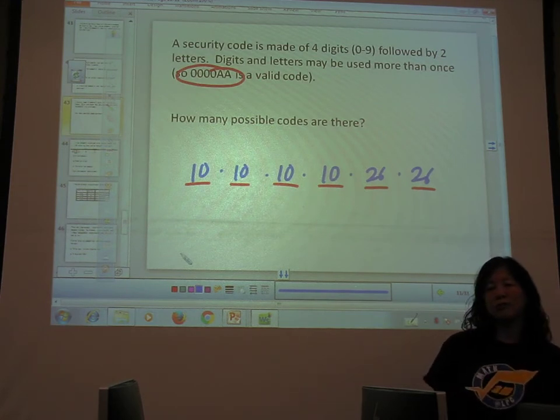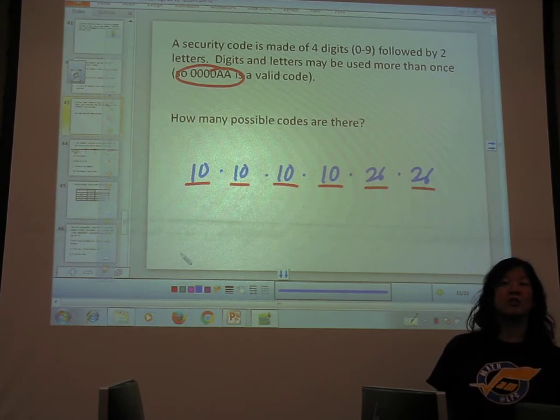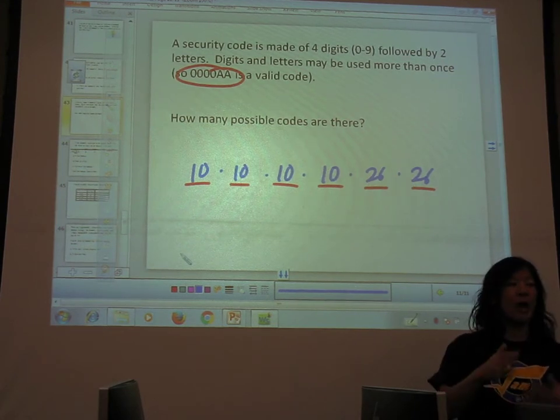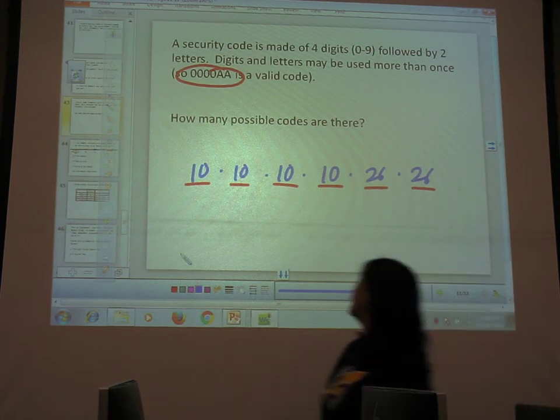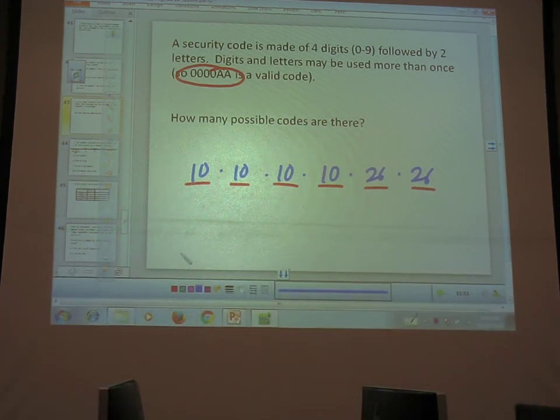Which one is this one? Permutation, because it's in a fixed order, order matters. So you guys understand that? Yeah. Alright, so the first one we're gonna look at is order matters.